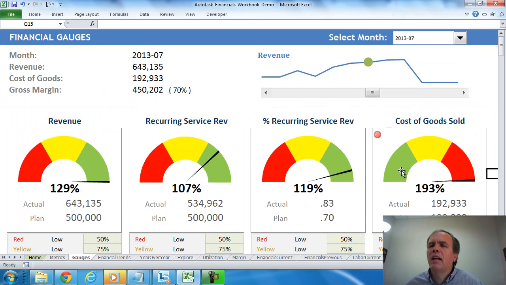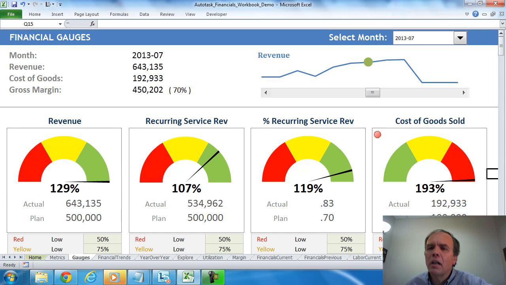We also provide a financial gauges page. The financial gauges page allows you to select an individual month, either through a pull-down or selector, and take a look at how that month is doing, but not in terms of numbers, but in terms of how you're doing in terms of a gauge.